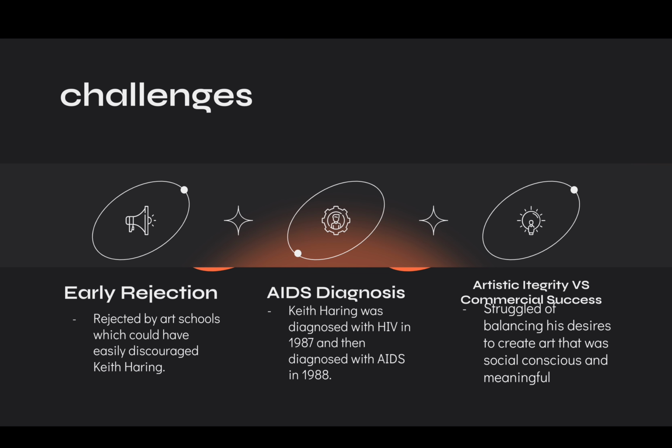with his art. So the challenges he faced include early rejection, as he was rejected by art schools, which could have easily discouraged Keith Haring, but did not. His AIDS diagnosis, since he was diagnosed with HIV and then later AIDS in 1987, and then 1988, a year after. And then his artistic integrity versus commercial success, which is the struggle of balancing his desire to create art that was socially conscious and meaningful.